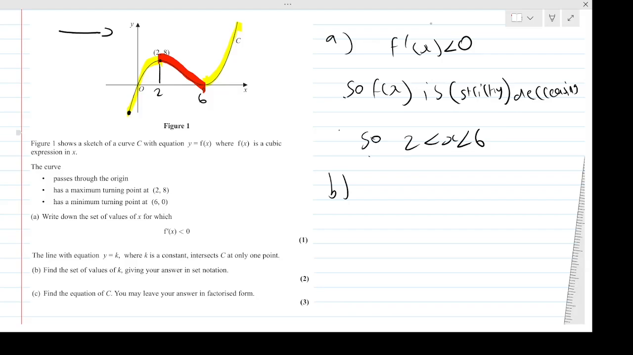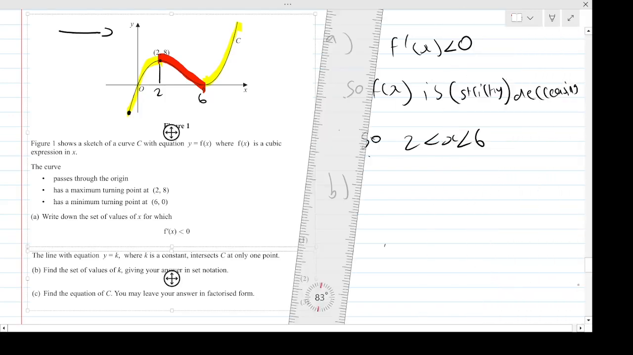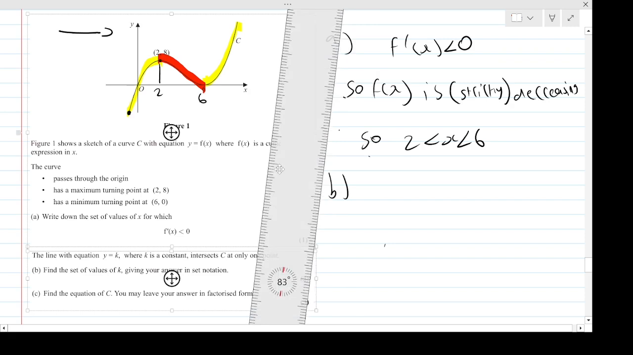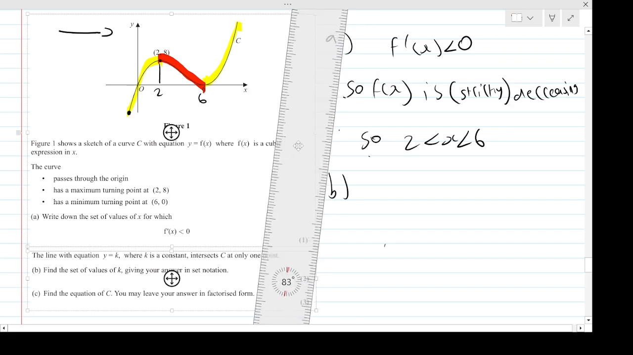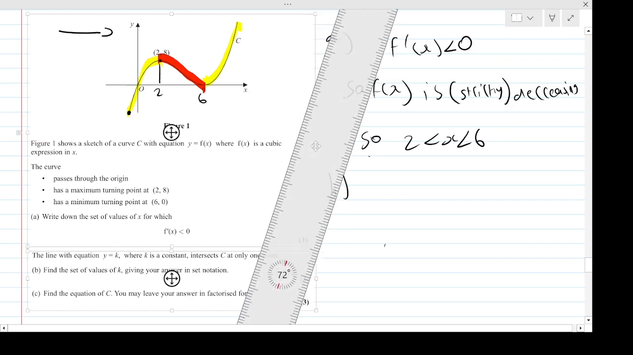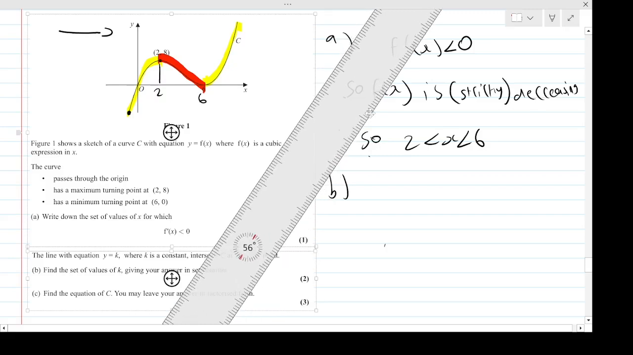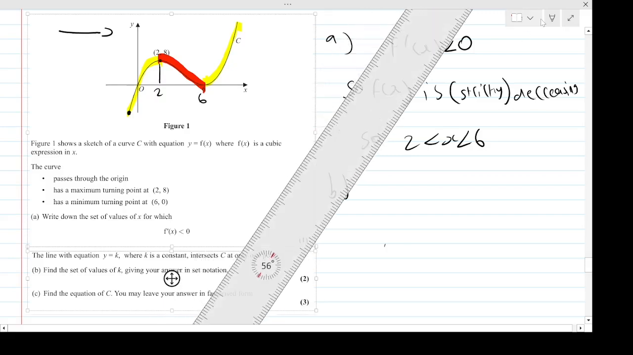Now, part B then says we're given a line with equation y is equal to k and it intersects the curve at only one point. Find the set of values of k in set notation. Okay, so this isn't really to do with what we've learnt this video, but again, it practices the idea of graphical intersections, which we looked at before.